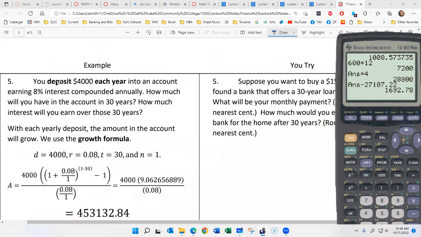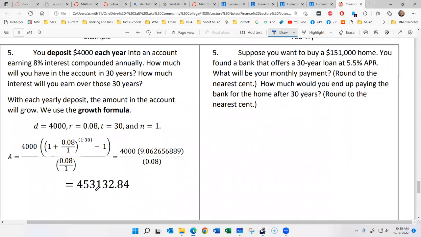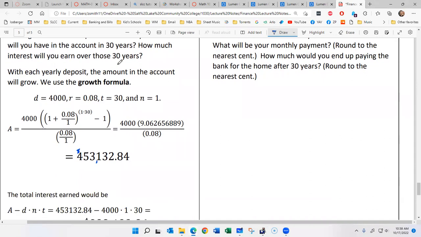So as an example, we deposit $4,000 each year into an account. Deposit each year growth formula. How much will you have in the account in 30 years? How much interest will you earn over those 30 years? So now we have this follow-up question. Well, we solved the first question the same way we have before, figuring out the correct formula. Now this says each year, so we're using N equals 1. And interest rate and time, and then plug it all in the calculator and get some number. Maybe put a comma in there. $453,132.84. That's how much would be in the account after 30 years.